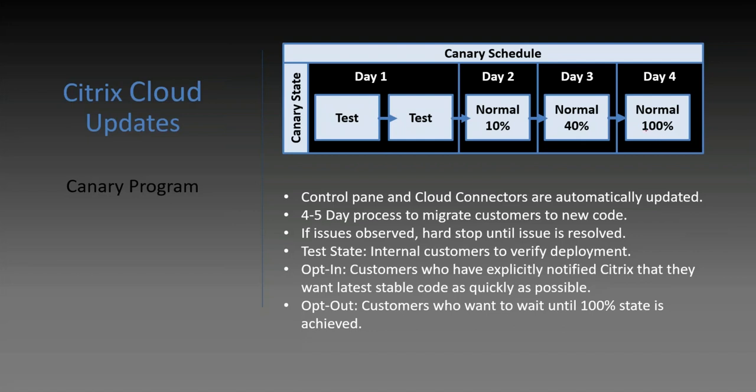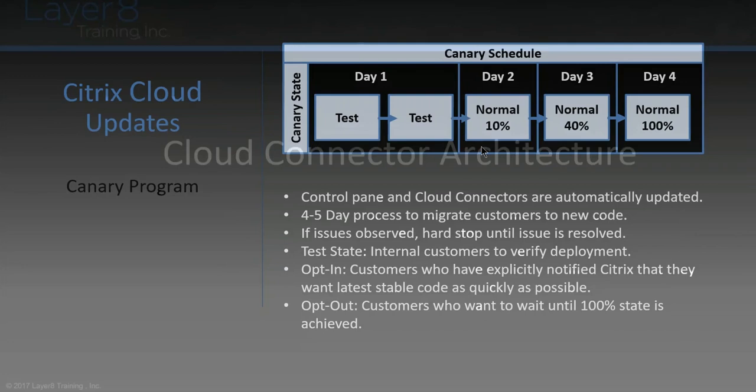And you can opt in or opt out. So you can tell the system, you know what, I'm okay with trying the updates within the environment. So I want the latest stable code as quickly as it comes out before anybody else gets them. You can also opt out. So you can say, you know what, I want to wait till we've got 100% state achievable inside of the environment before I actually do this. So this thing gives us the benefits, especially those updates. And you're not having to worry about updating your delivery controllers or any of the other components.